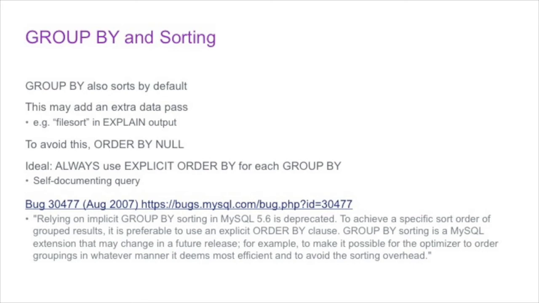Always use an explicit order by. And the reason I say this is because you're like, well, what about when I know that I want that sort? Why not just leave it blank? And the answer is it can be a self-documenting query.